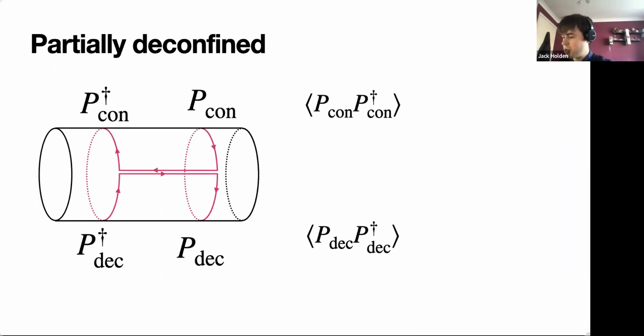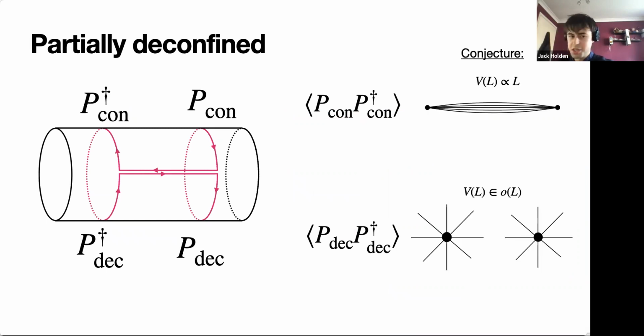So then we can calculate these two correlators between the confined Polyakov loops and the deconfined Polyakov loops. And our conjecture is that the correlator between two of the Polyakov loops projected onto the confined subsector will behave as if flux tubes form with a linear potential, whereas the deconfined correlator will correspond to something like the deconfined phase, where the potential is sublinear between the quark and antiquark pair, or between the Polyakov loops.